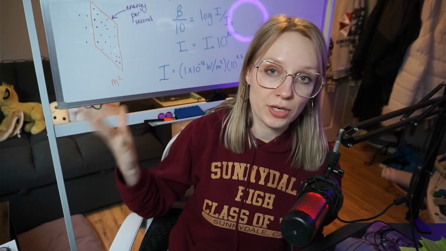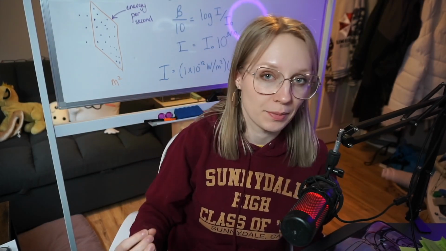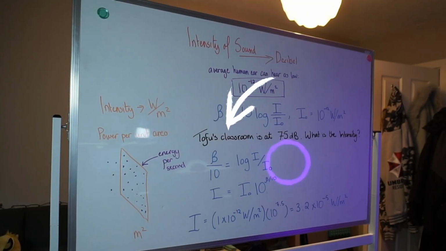Although this equation seems straightforward, how would you solve it working a little bit backwards? So here's a typical problem. Imagine my classroom is operating at 75 decibels. What is the intensity of the sound in the room?